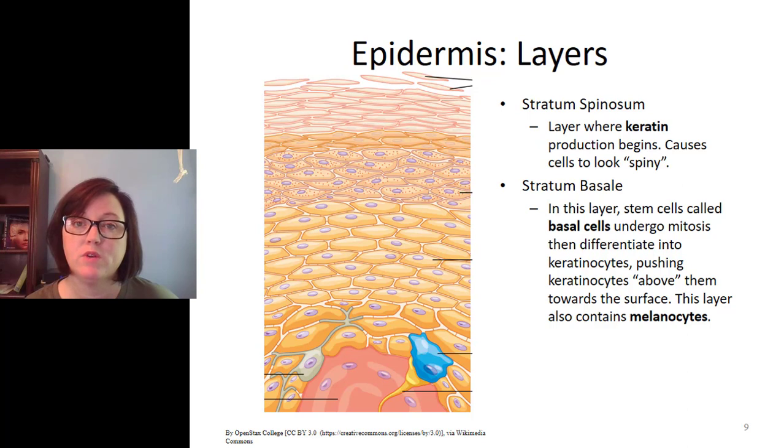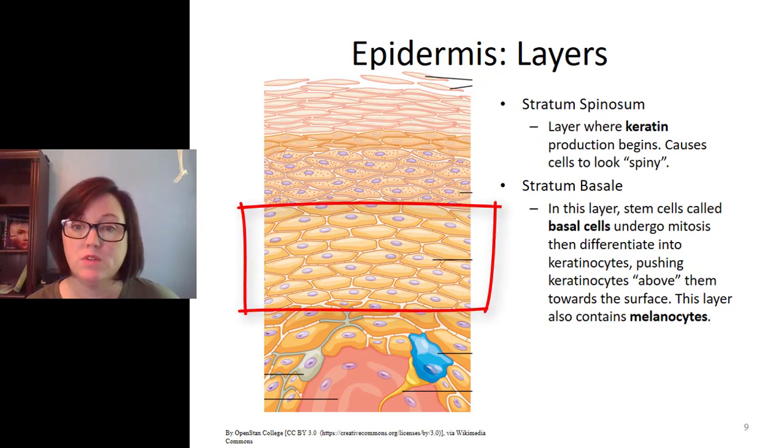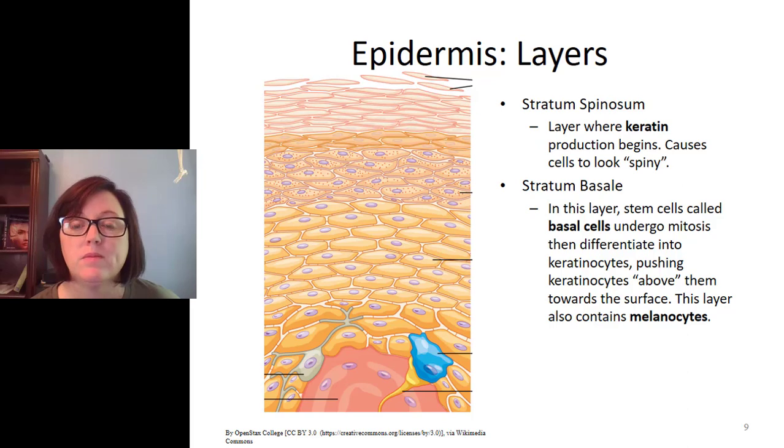Just deep to the stratum granulosum is the stratum spinosum. Spinosum means spiny in Latin, and so some people thought when they looked at this with a microscope that it looked kind of jaggedy and spiny, and that's where the name came from. This is the layer where the keratin starts to be produced. So in the previous layer, the stratum granulosum, I said keratin was being produced, but it actually started production in this layer here, the stratum spinosum. And that's actually what causes it to look spiny, is the production of the keratin.